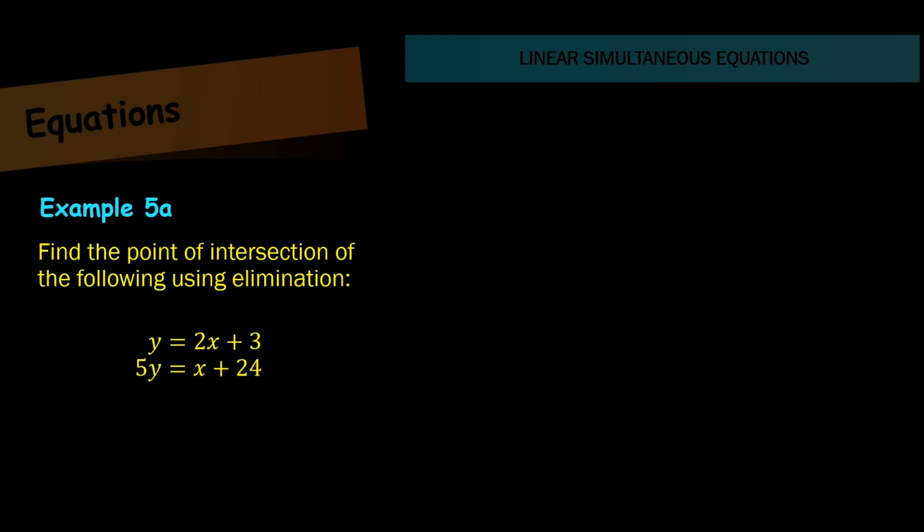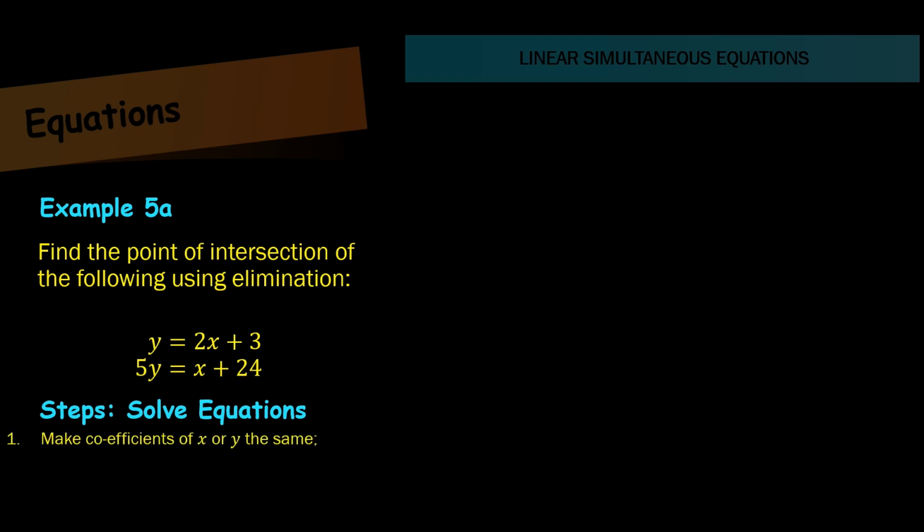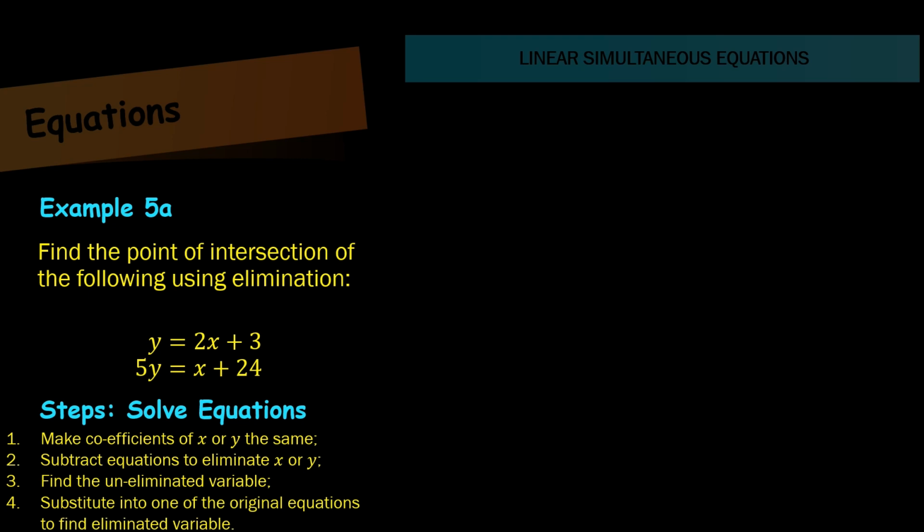So what are the steps required to solve this? First, make the coefficients of x or y the same. Next, subtract the equations to eliminate x or y. Third, find the uneliminated variable. And finally, substitute into one of the original equations to find the eliminated variable. We will now proceed to solve part A.